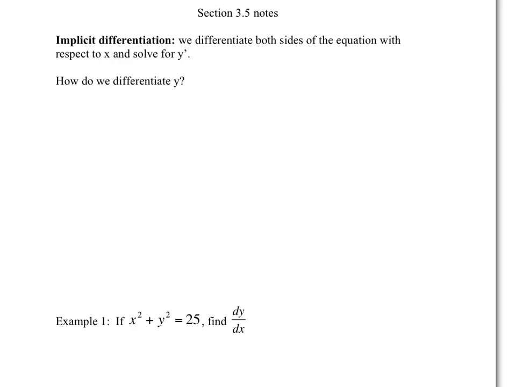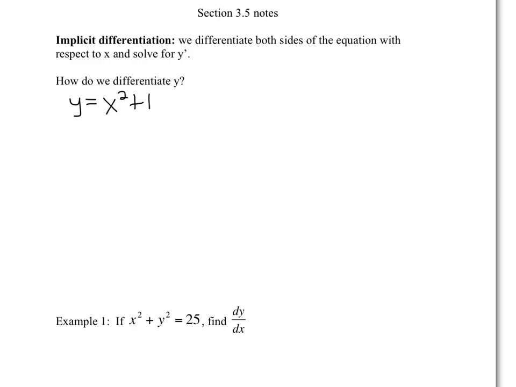The key with implicit differentiation is just understanding how to differentiate the y's. Because we know how to differentiate the x's, none of that has changed, but we differentiate the y's a little bit differently because we're doing it with respect to x, not with respect to y. So for an example, let's start off with y equals x squared plus 1.